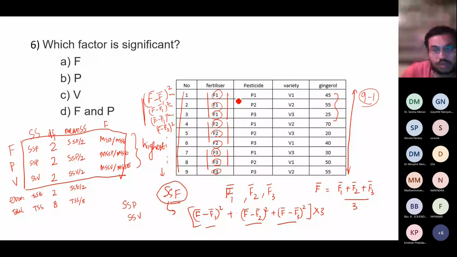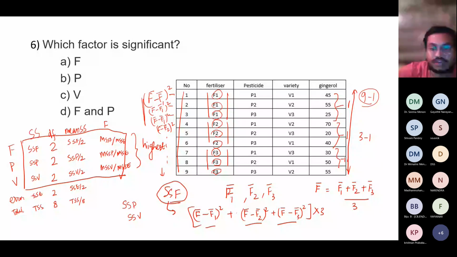Okay. So these 3 values are treated as one value, one group of values. Similarly, for F2 these 3 values are treated as one group of values. And for F3 these 3 values are treated as one group of values. We have 3 groups of values. So for that the degree of freedom will be 3 minus 1. Degree of freedom is like the number of independent observations that you have minus 1.